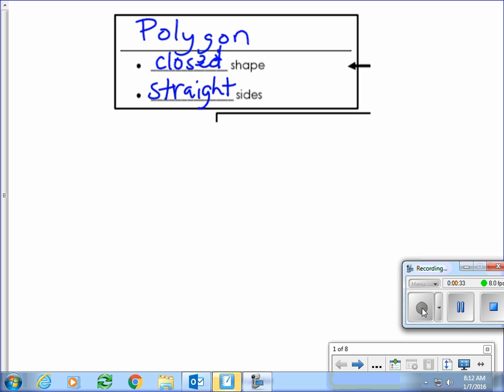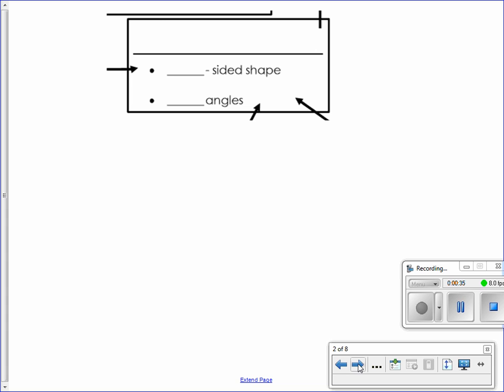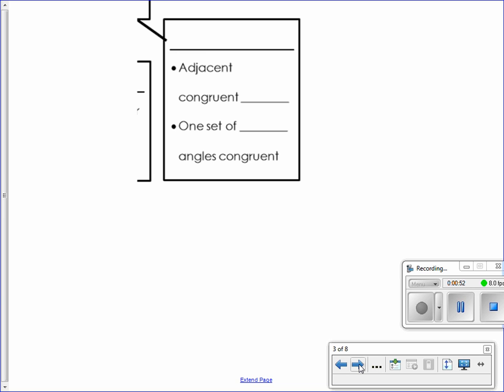The next most specific, this goes right underneath, is quadrilateral. And quadrilateral is a four-sided shape with four angles. Okay. The next is kite, which kind of fits in its own category off to the side. And it has adjacent congruent sides, remembering congruent means equal, and one set of congruent angles.